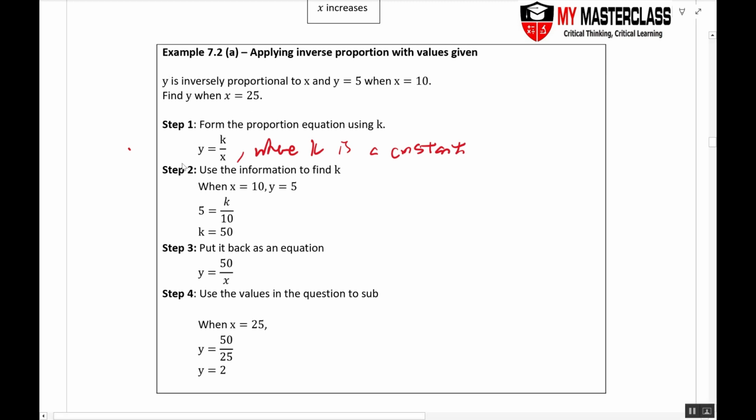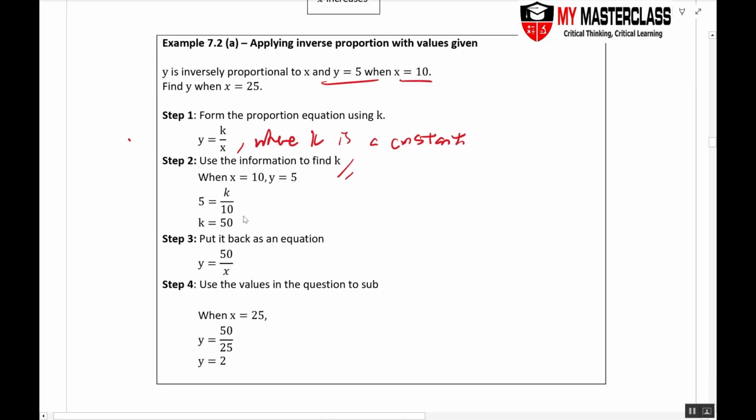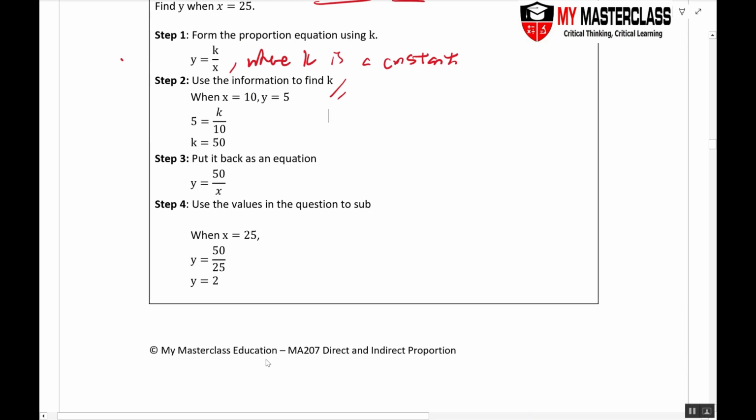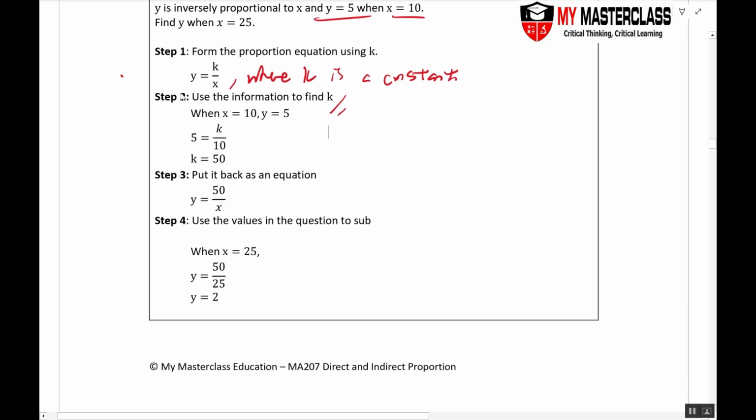After I form my proportion equation, I use the information given to find k. After I found k, which is 50, throw it back into the equation that we formed earlier, and then find one of the unknowns given the value of the other unknown. That's it. If you realize, it's exactly the same as direct proportion, just that when you first form the equation, instead of multiplication or kx, you get k over x for this question.